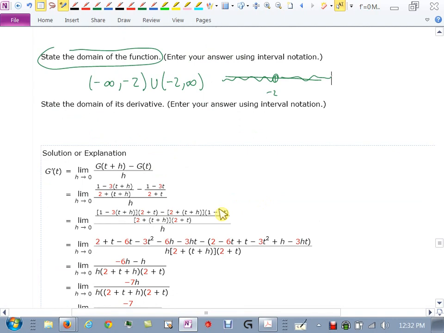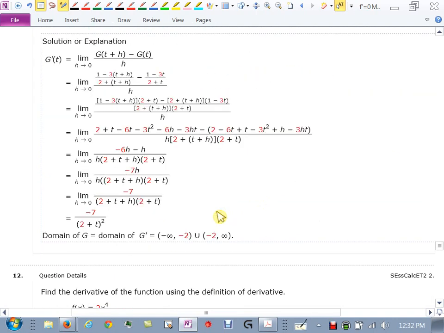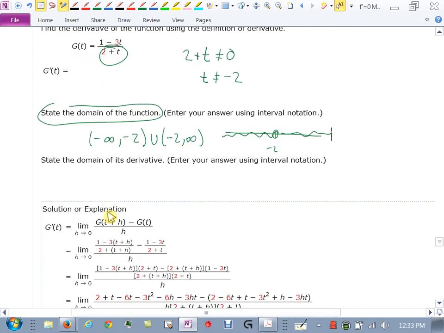Now, what about the domain of the derivative? The derivative was this. And notice here again, we don't want this to be 0, or else we divide by 0. So if we set 2 plus t equal to 0, we get t equals -2 again. So the only thing we can't have is t equals -2, which means that the domain of our derivative is exactly the same as this.